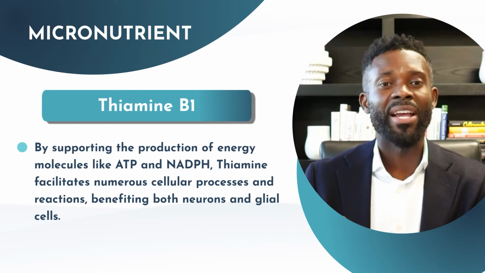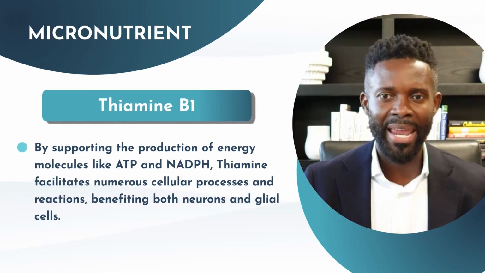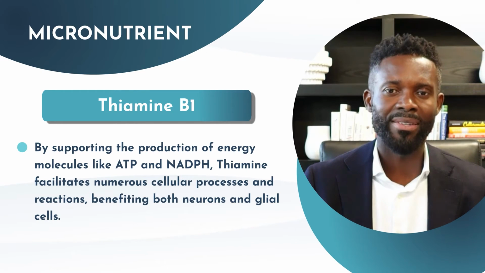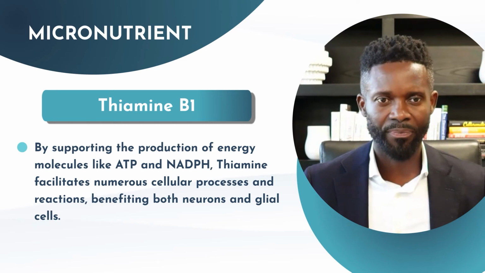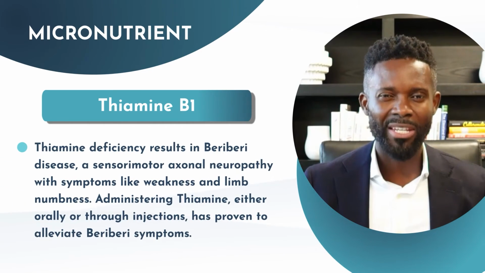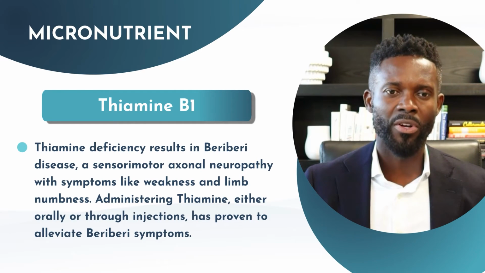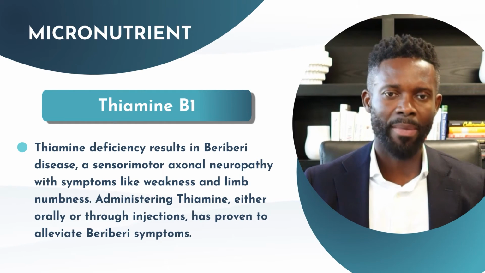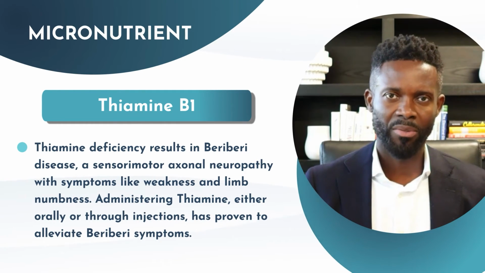And by supporting the production of energy molecules like ATP and NADPH, thiamine or B1 facilitates numerous cellular processes and reactions, benefiting both the neurons and the glia cells. We also know that in thiamine deficiency, as in beriberi disease, a sensorimotor axonal neuropathy with symptoms like weakness and limb numbness, administering thiamine either orally or by injection has been proven to alleviate symptoms of beriberi.